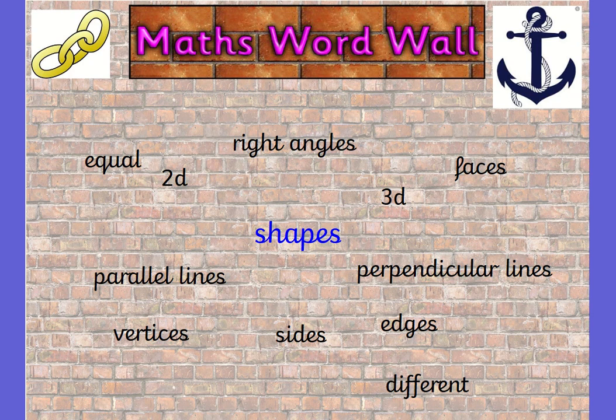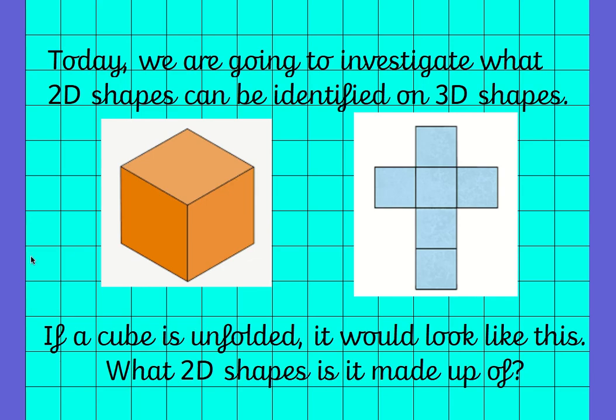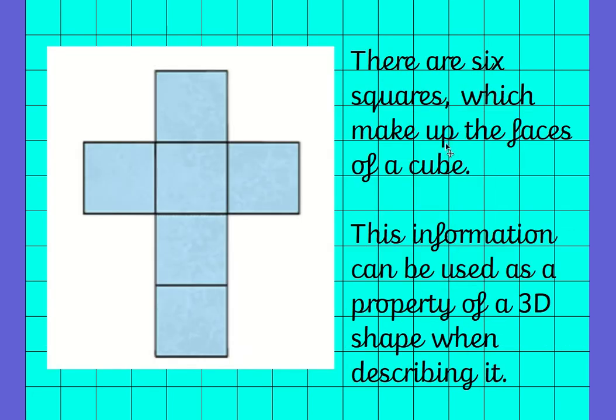And today we are investigating what 2D shapes can be found on 3D shapes. So here is my example. If a cube is unfolded, it would look like this. What 2D shapes make up the faces? And I'm sure you can see that there are 6 squares, which means that the faces are made up of 6 squares. And this information can be used when describing a 3D shape.